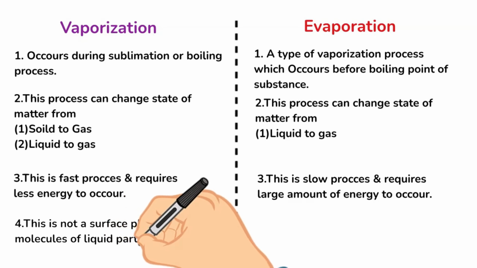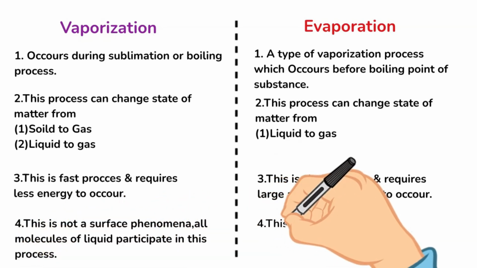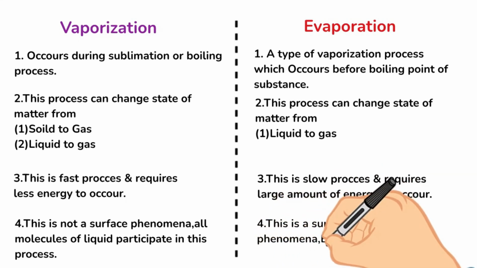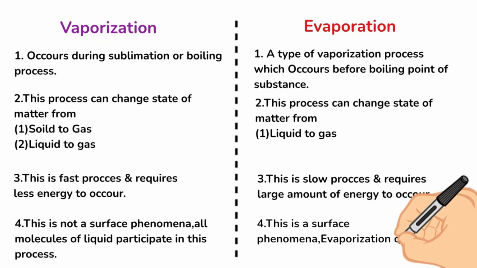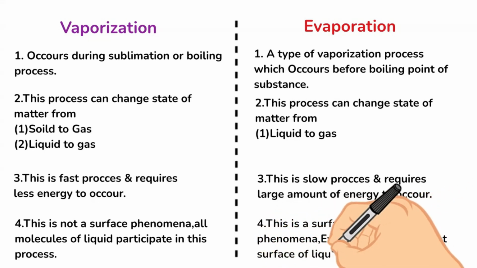In evaporation, only the top level of water is turned into gas. When vaporization occurs, molecules can come from below the surface when the liquid is boiling. During evaporation, the molecules vaporize only from the surface of the liquid.